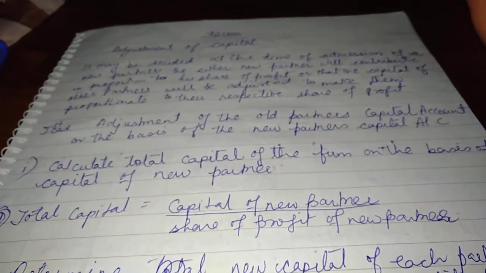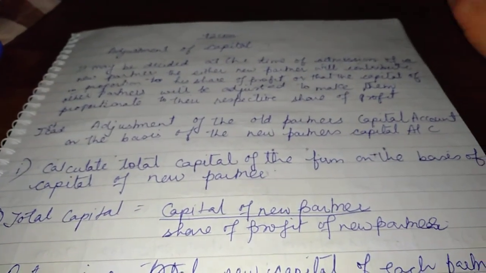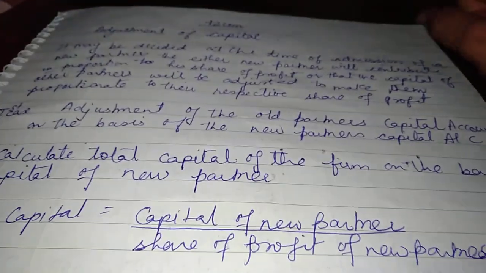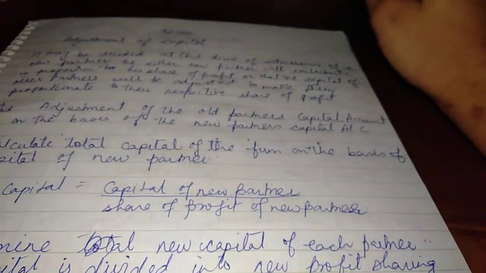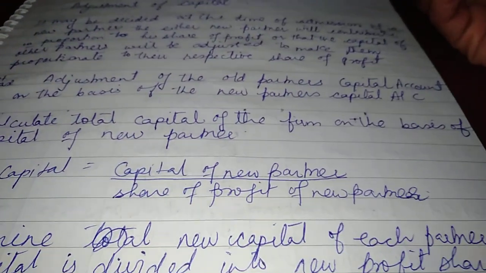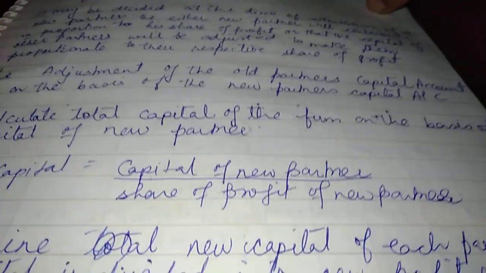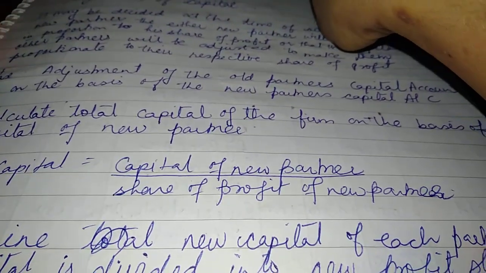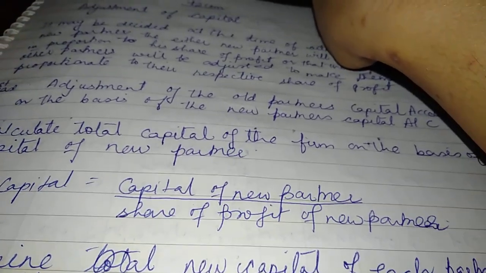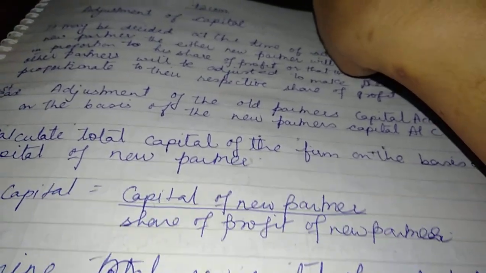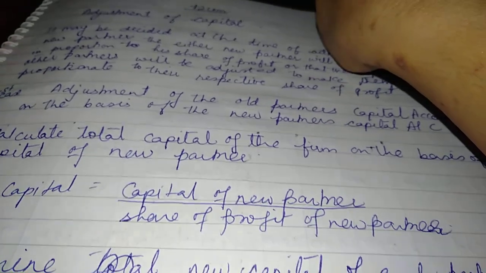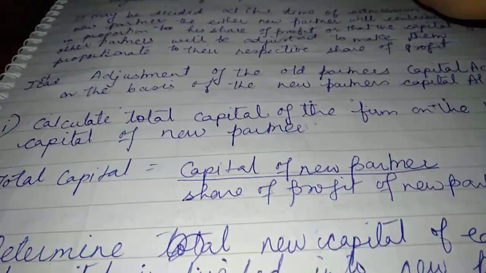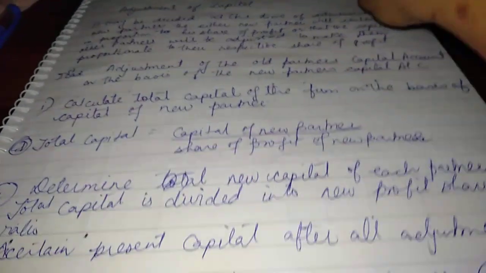Firstly, calculate the total capital of the firm on the basis of the capital of the new partner. As in the question, they will give you that the new partner brings 50,000 capital for 1/5 share. So total capital will be the capital of the new partner, 50,000, multiplied by the reciprocal of 1/5, that is 5/1, which means 2,50,000. So the first step is to calculate the total capital of the firm.